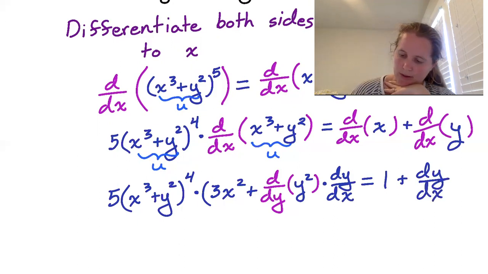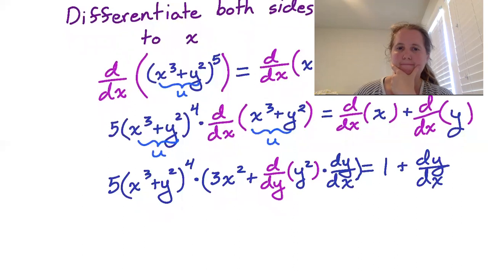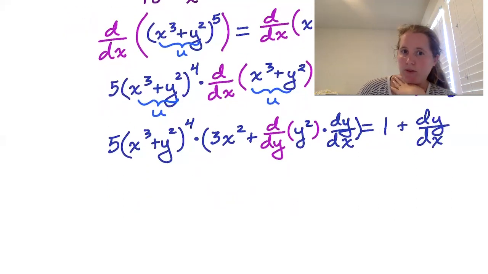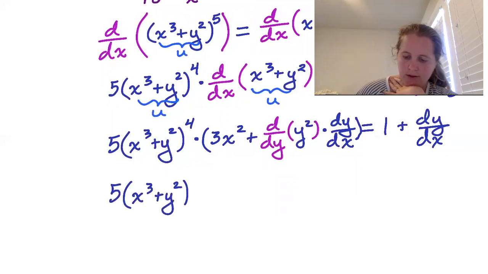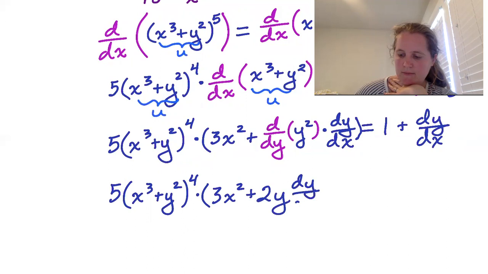I'm missing a parenthesis on the left-hand side. There we go. From here, again, we have our 5 times (x cubed plus y squared) raised to the 4th power times (3x squared plus 2y dy/dx) is equal to 1 plus dy/dx.